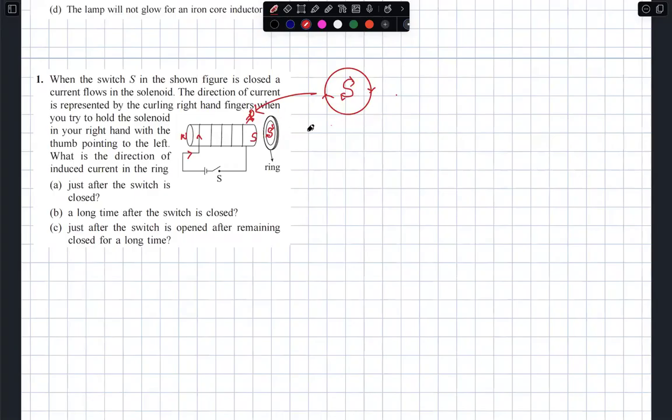Actually, the ring will fly off also. It moves away suddenly, just after closing.